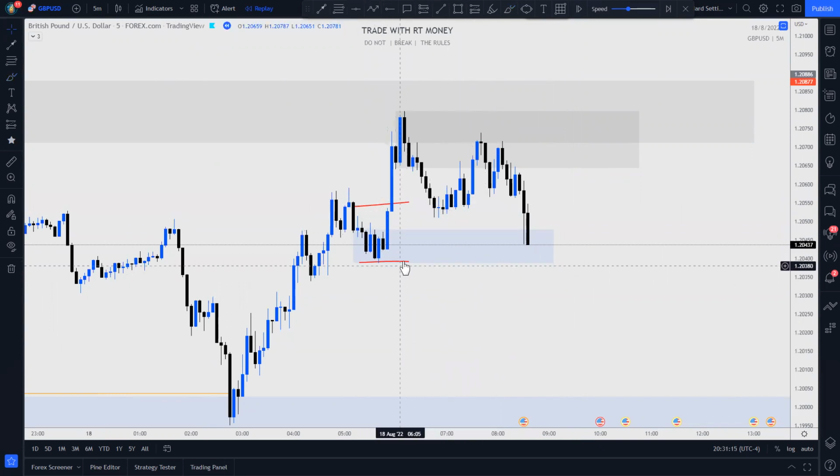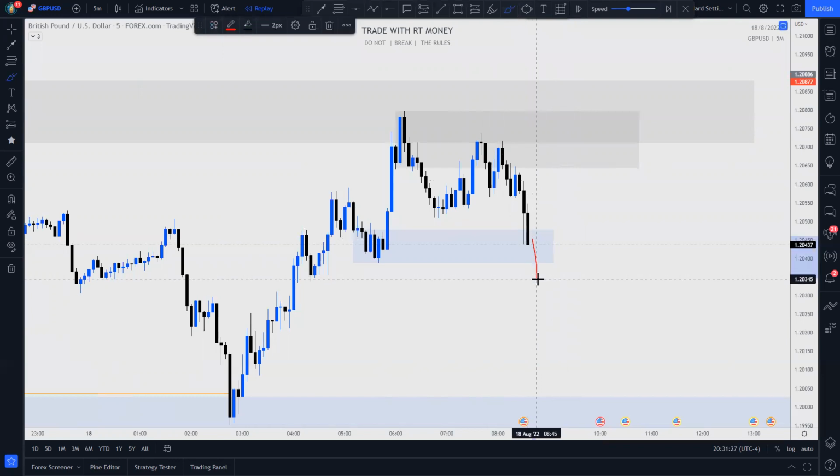I don't like a whole lot of mess on my screen. All right. There you go. So as price is coming down here, if I get that break and close, I'm looking at this as the potential extreme of this reaction. But we haven't reacted yet.